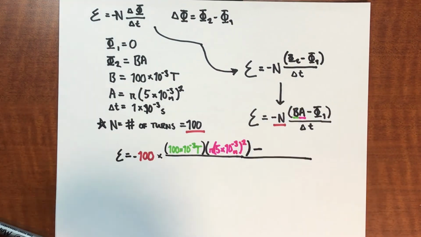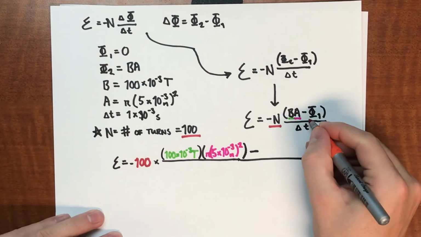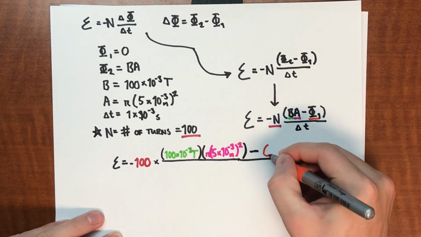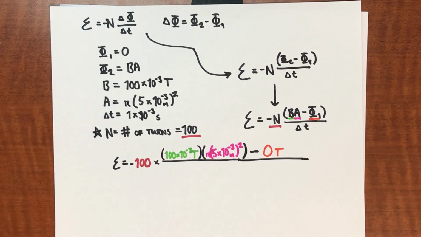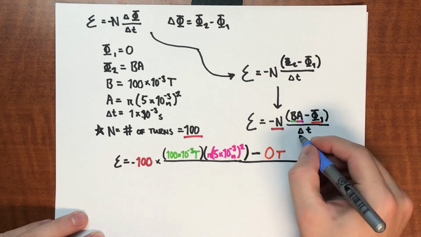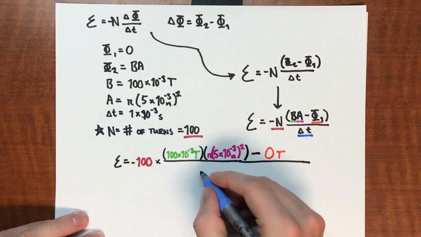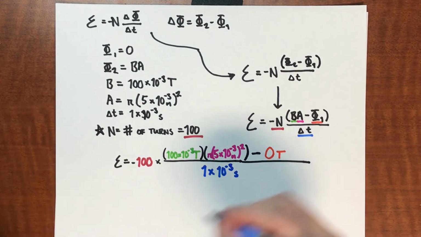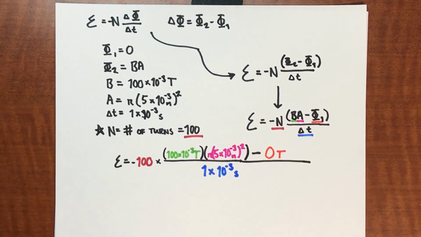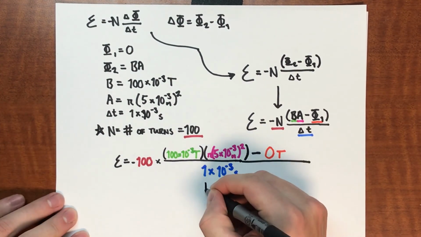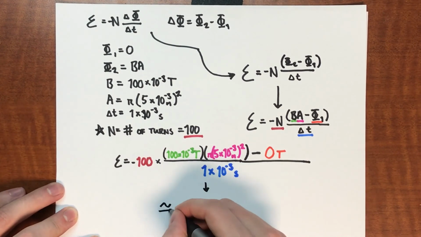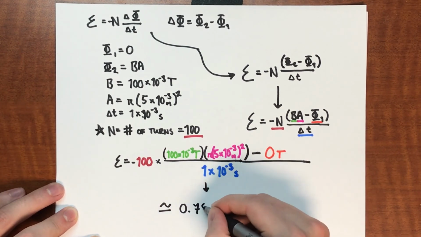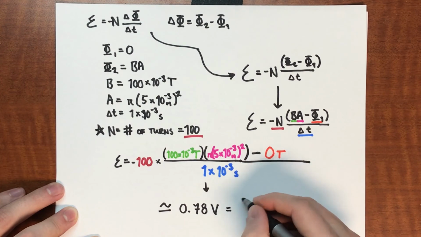Alright, now that we have that, we're going to do that minus our flux 1, and our flux 1 is going to be 0 Teslas. Then from there we can plug in our change in time, which is going to be 1 times 10 to the negative third seconds. And when we plug that in and calculate that out, we get our EMF is approximately equal to 0.78 volts.